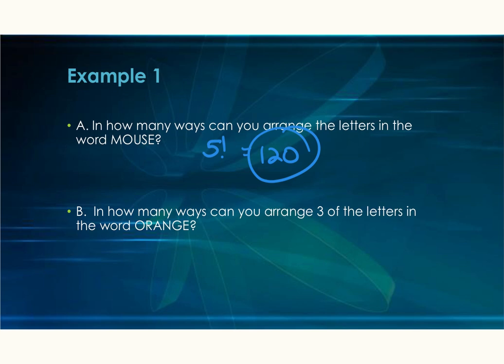B says, in how many ways can you arrange 3 letters of the word orange? So it's a permutation because it's how many ways can you arrange them, but are you using all the letters? No, you're using 3 at a time. So we're going to do P, the total number of letters, 1, 2, 3, 4, 5, 6, taken 3 at a time.